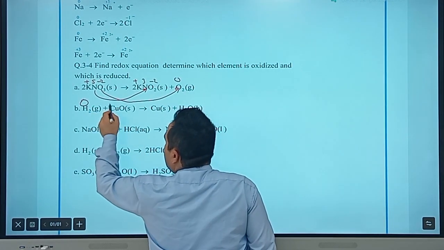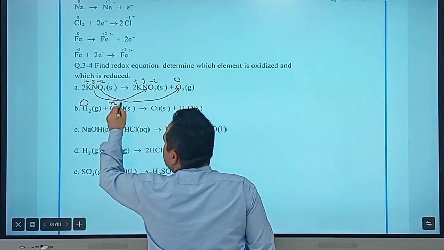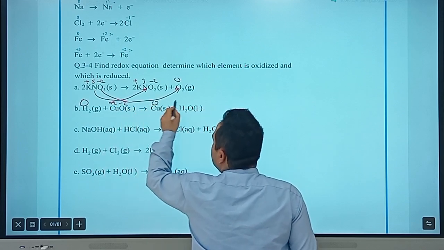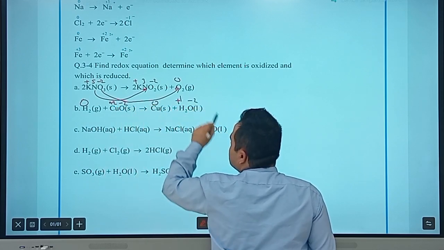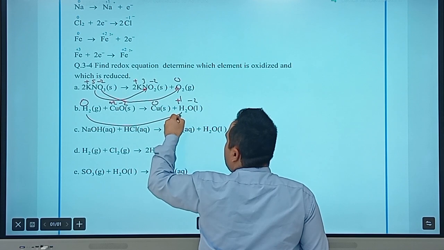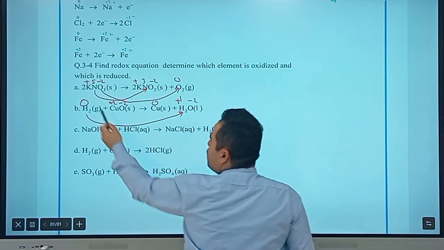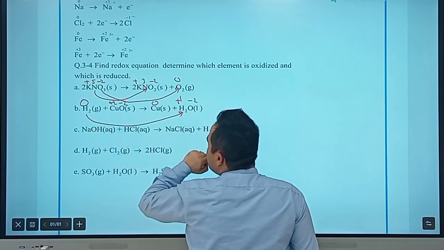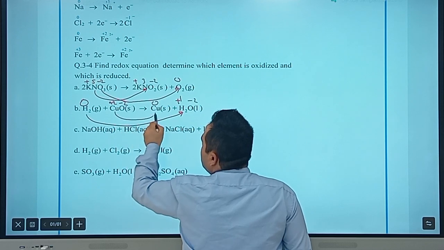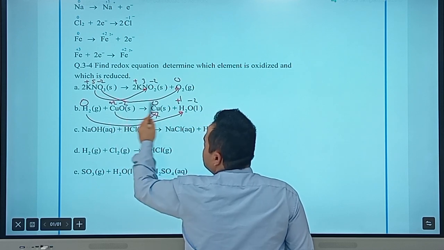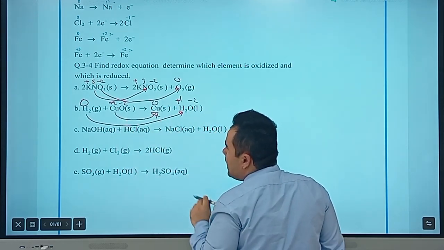Hydrogen is 0, copper is positive 2, oxygen minus 2, copper is 0, hydrogen positive 1, oxygen minus 2. The hydrogen atom is oxidized from 0 to positive 1. The copper ion is reduced from positive 2 to 0.